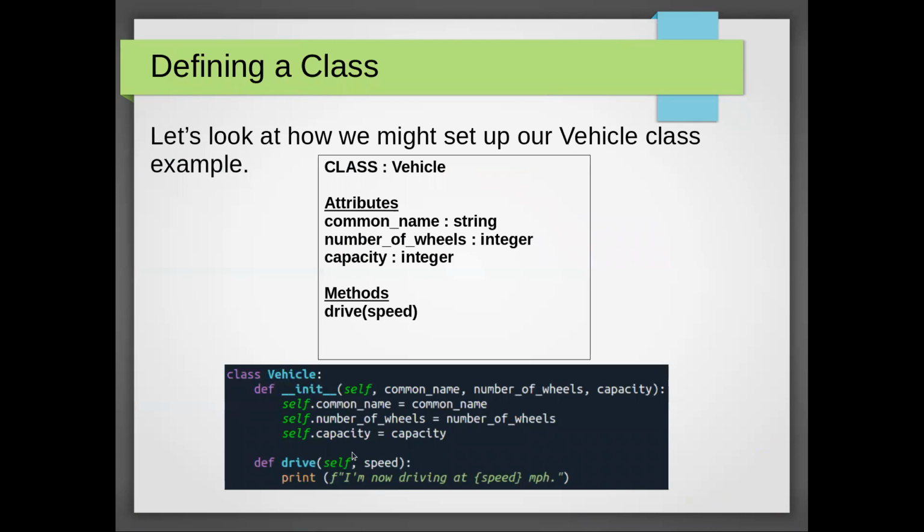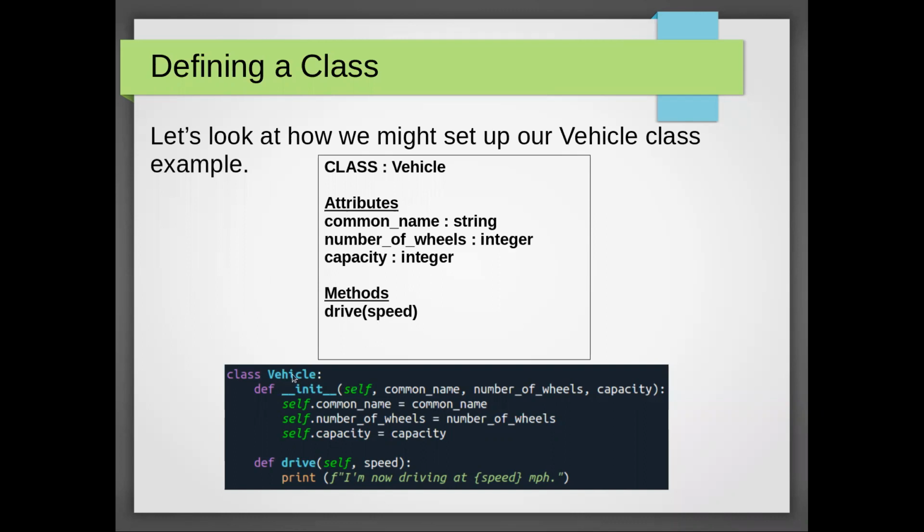Okay, so that's a sort of abstract example. Let's have a look at a more concrete example to make that a bit more real, and probably make it a little less complicated as well. So let's think about how we might set up our vehicle class that we described before in Python. So we've got a class called vehicle. We've got 3 attributes that we want. We've got a common name, which we'll store as a string, a number of wheels, which will be an integer, and a capacity, which will be an integer. And then we've got 1 method that we want called drive, and that basically takes as an input a speed at which we want to drive.